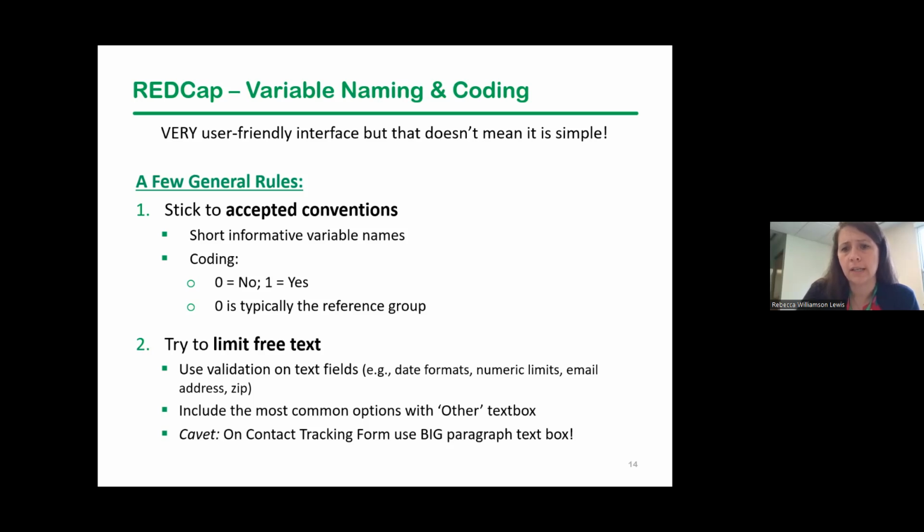And if a question has several known response options, make it a drop-down or multi-select with the known options and include a text box for the others. That way you only have to clean the others. And one caveat, if you're doing contact tracking in REDCap, is to ensure you include a big text box for all of your recruitment notes to be captured.